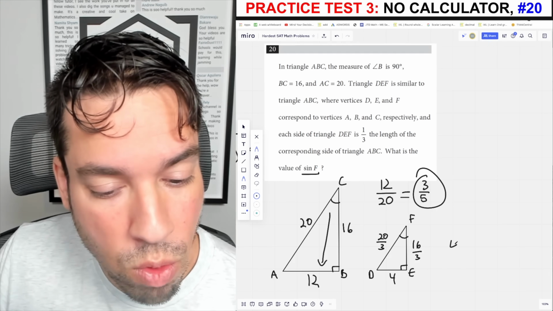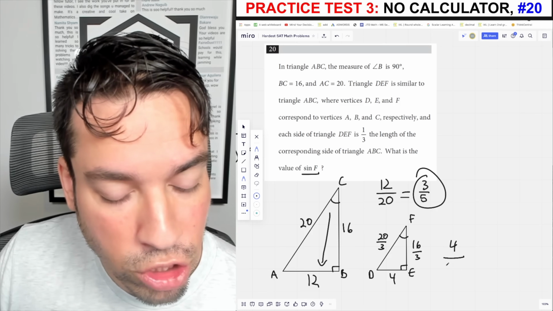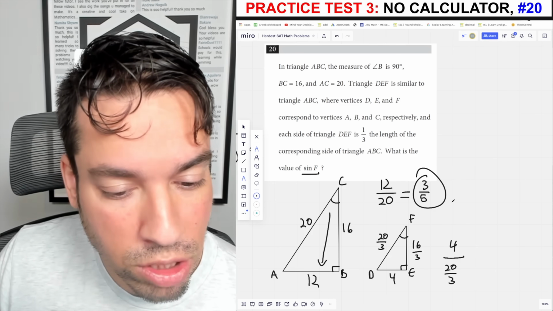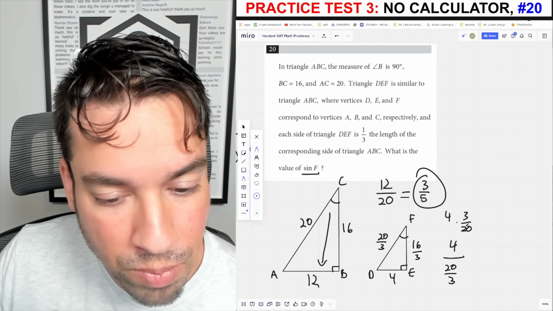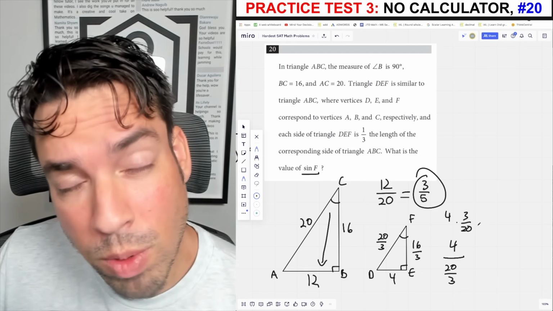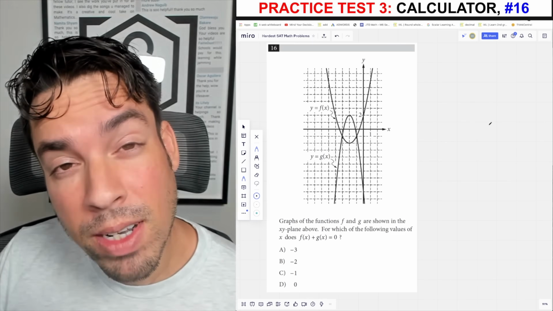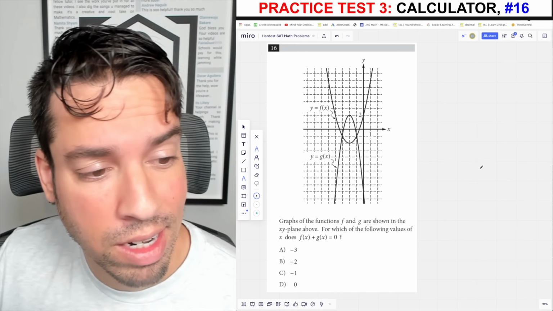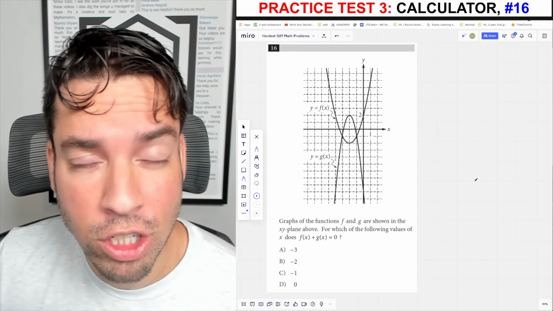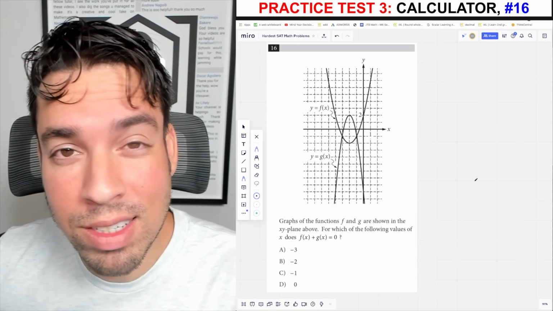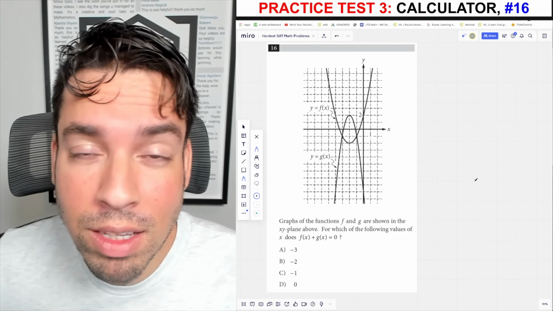It'll be 4 over the hypotenuse, which is 20/3, which is the same as 4 times 3 over 20, which again gives you 12 over 20. That's the same deal. I find this problem pretty tricky because it's a combination of a system of quadratics plus function notation. So if you miss one of these elements, you're not going to be able to solve it. If you put it together, it's not so bad.